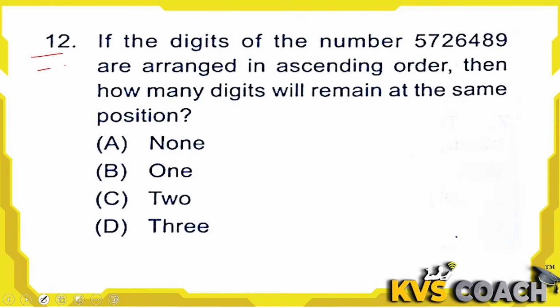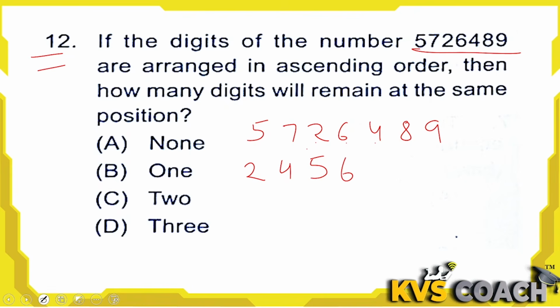Next question is, if the digits of the number are arranged in ascending order, then how many digits will remain at the same position? Let's check. 5, 7, 2, 6, 4, 8, 9. This is the main digit. Now we will take ascending order, मतलब smaller to big. 2 is the smallest number, then 2 के बाद 3 नहीं है, 4 is here, then 5 है, then after 6 भी है, then 7, then 8, and then 9.